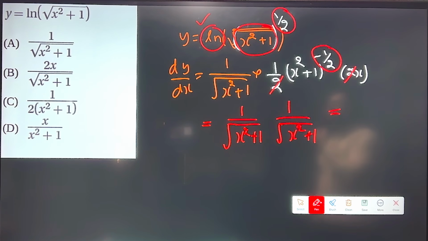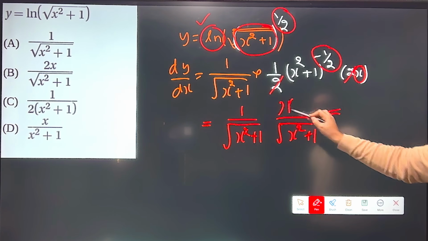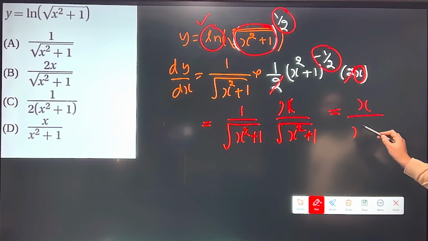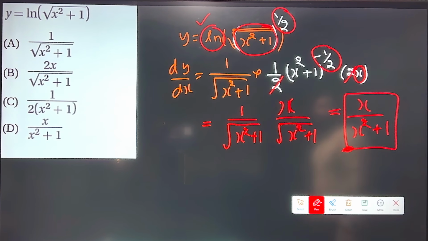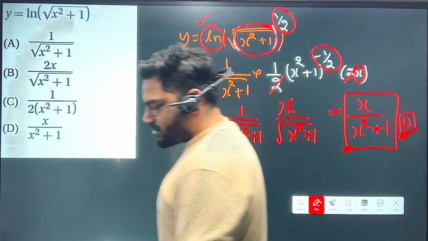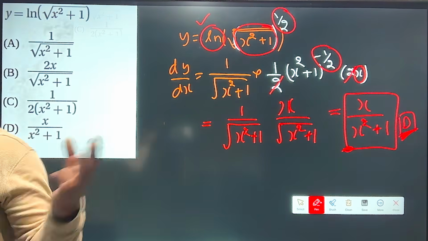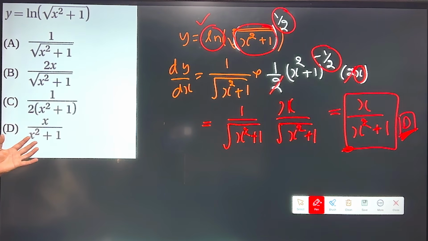So which option is correct? Yeah, we are forgetting this x will also be there, so it is x upon x square plus 1. Yeah, this is the answer. And you tell me which option is correct from here. I think D option is correct. Yes, D option is correct. So by this method you can easily solve these type of questions.